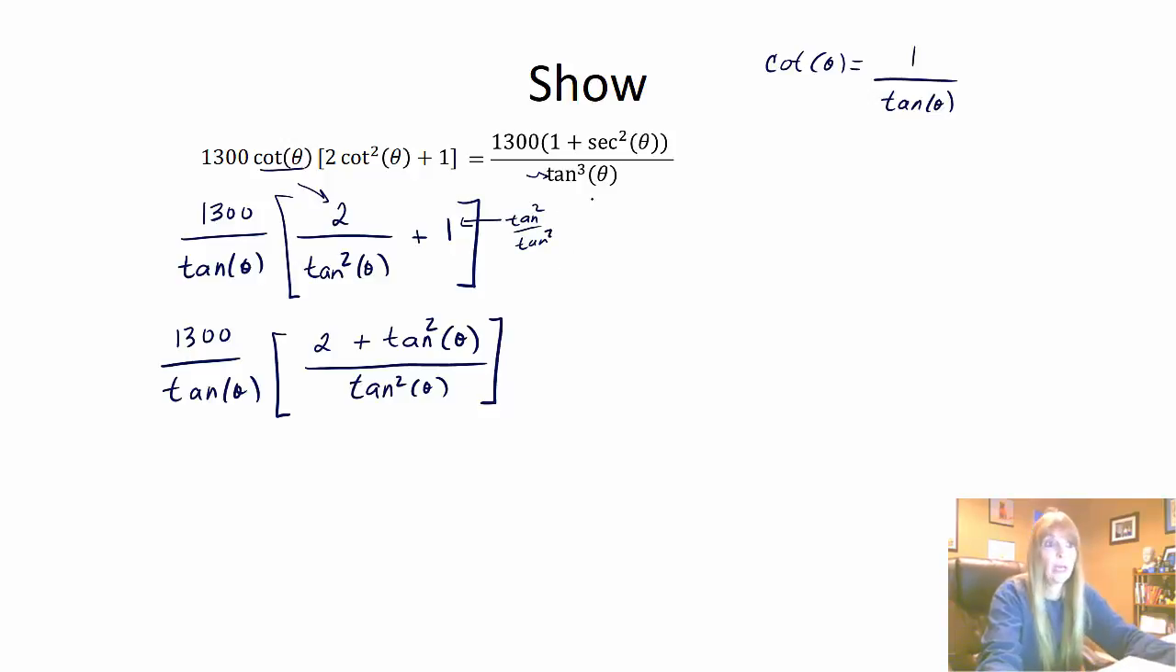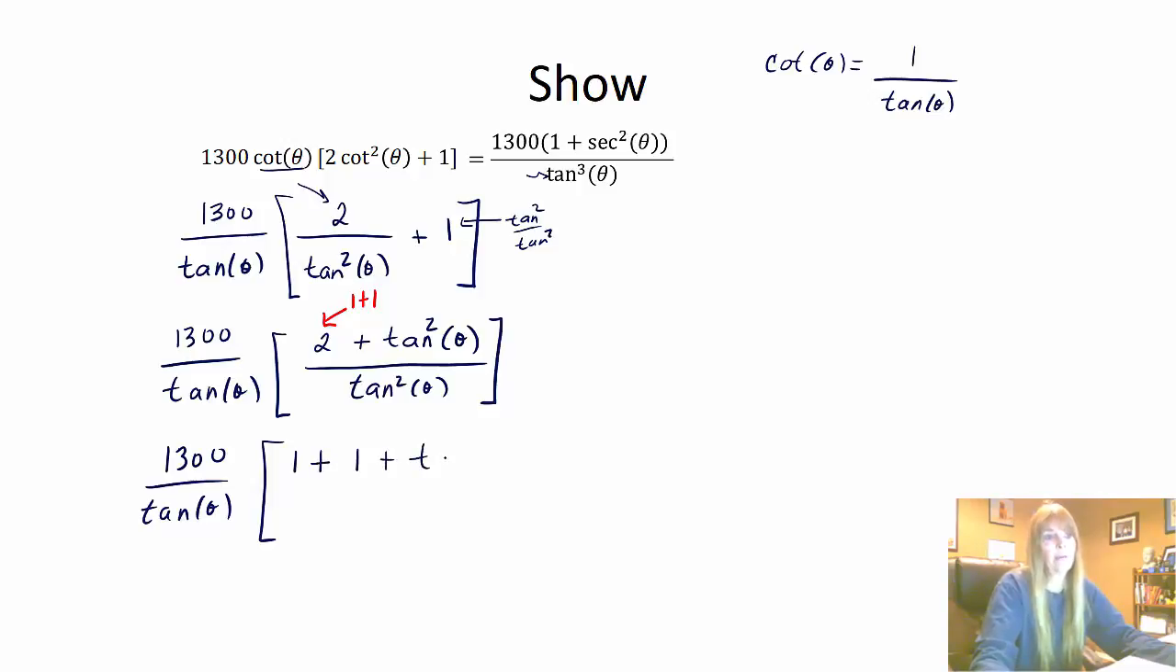All right, now this is a weird problem, and one of these where you wonder how in the world would anybody have come up with this, but somebody did. So basically they tell you to split 1 into 1 plus 1. Makes sense, right? Well, but wait, it is going to make sense. So I have my 1300 over tangent theta. I turn the 2 into 1 plus 1, and then I still have the plus tangent squared theta.